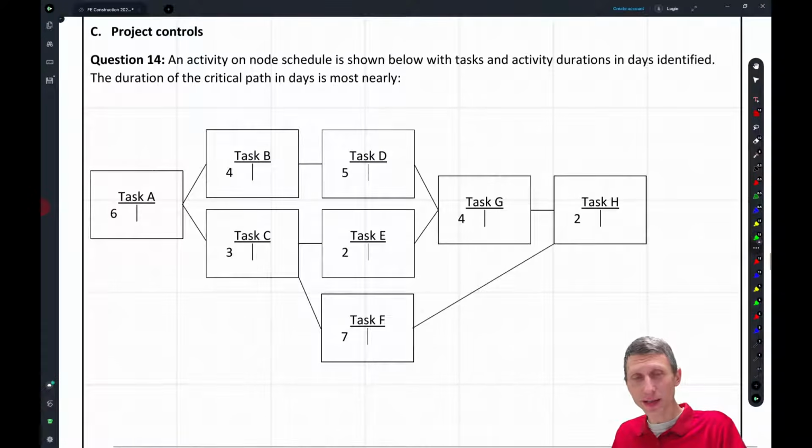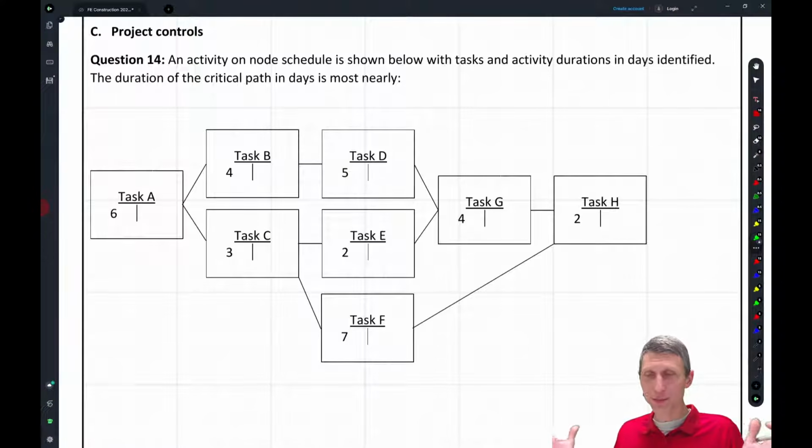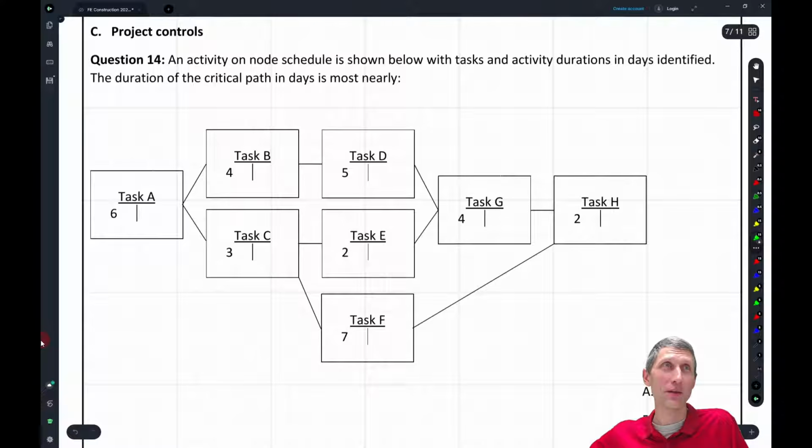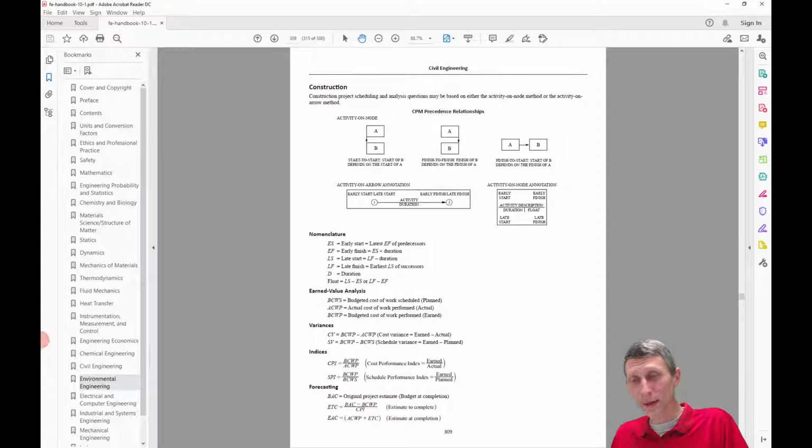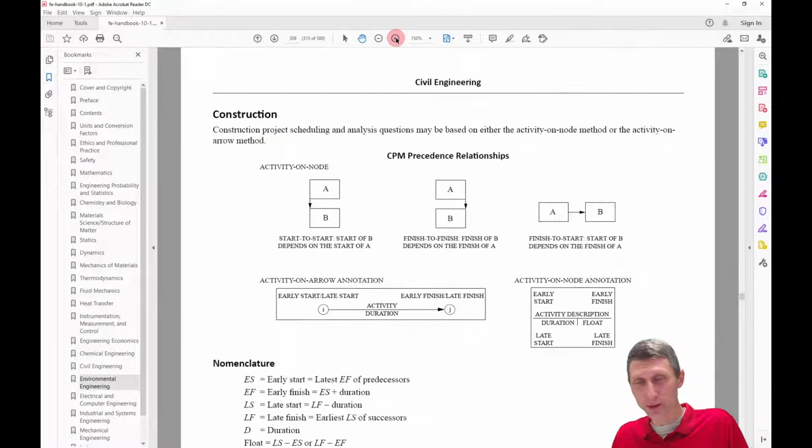Activity on node schedule. I love these schedules because they're generally pretty straightforward and hopefully they make some sense. One of the things you'll notice is that so far I haven't really done anything with the reference handbook. That's because there's not a lot in the reference handbook when it comes to construction. If I come back over here and find my reference handbook, there's 1 page. Before that we're in surveying, and after that we're in environmental. So we're on 1 page here.